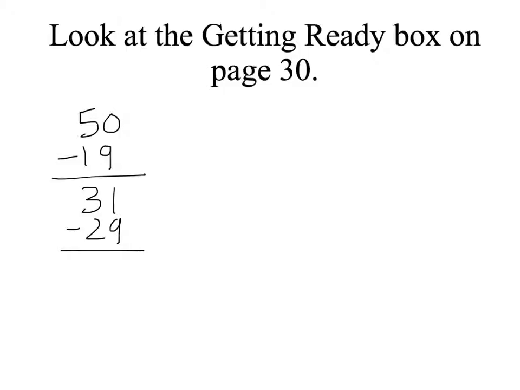So let's just see what we have. We start with $50. And then when we buy a new game, we're going to subtract 19. So let's do this one piece at a time. 50 minus 19 would be 31. And then we buy a new jacket. So we're going to subtract another 29. 31 minus 29 would be 2.